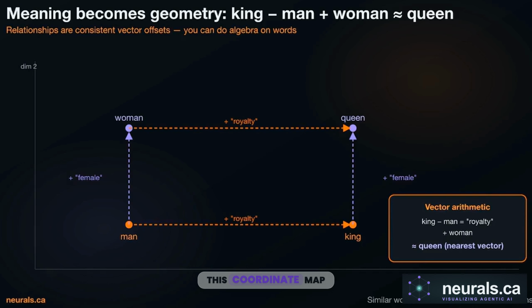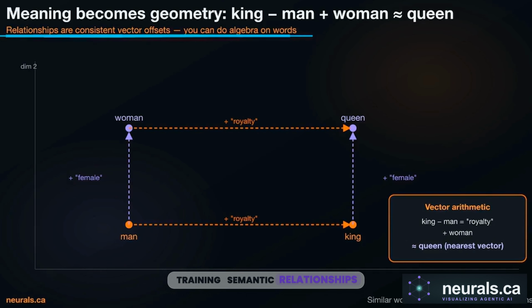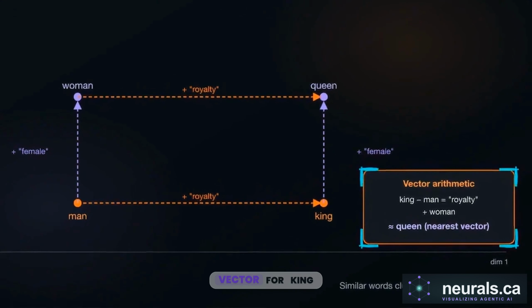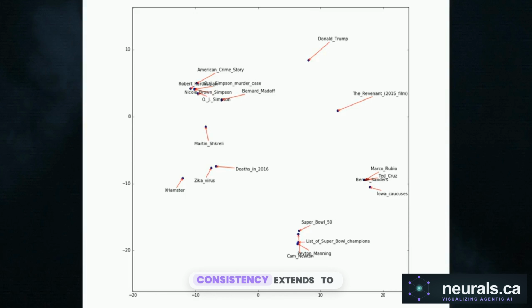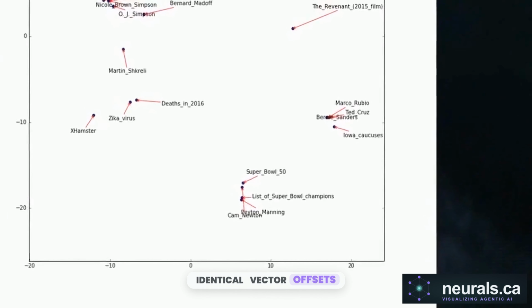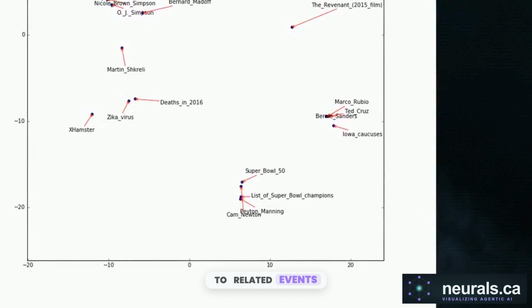This coordinate map illustrates a direct consequence of the training. Semantic relationships are encoded as consistent vector offsets, allowing arithmetic on concepts. Take the vector for king, subtract man, and add woman, and the resulting coordinates land nearest to queen. This plot reveals how this consistency extends to real-world entities. The identical vector offsets connect famous people to related events, capturing relational facts without any explicit human programming.